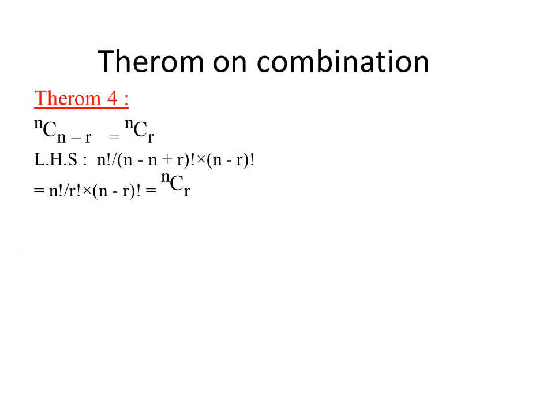Next, nC(n minus r) is equal to nCr. In this, we take the LHS: n factorial over (n minus n plus r) factorial into (n minus r) factorial. That is equal to n factorial by r factorial into (n minus r) factorial, that is equal to nCr. These are all the theorems on combinations.